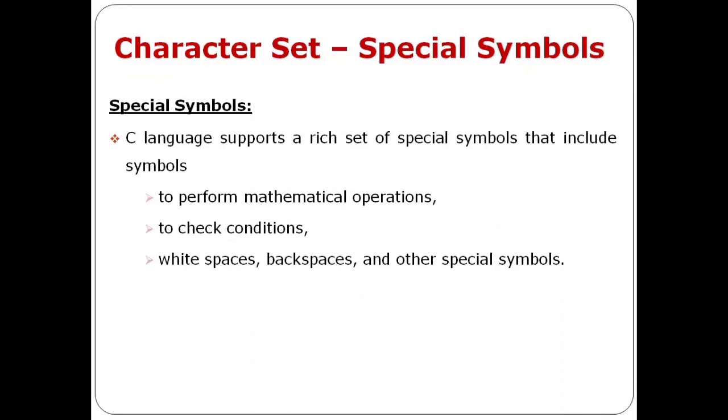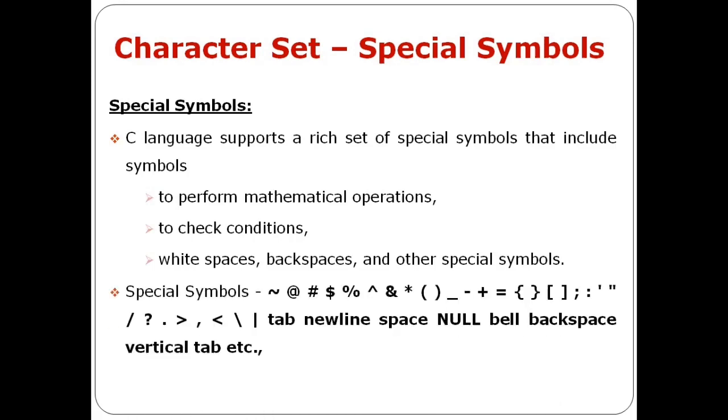Special symbols. The C language supports a set of special symbols, which include symbols to perform mathematical operations like addition, subtraction. So the symbols are plus, minus, star, then slash, equal to operator. And then for checking conditions: lesser than symbol, greater than symbol, question mark, exclamation mark, colon, semicolon, comma, full stop. இப்படி எக்கச்சக்கமான ஆபரேட்டர்ஸ் இருக்கு. These are the examples for special symbols.